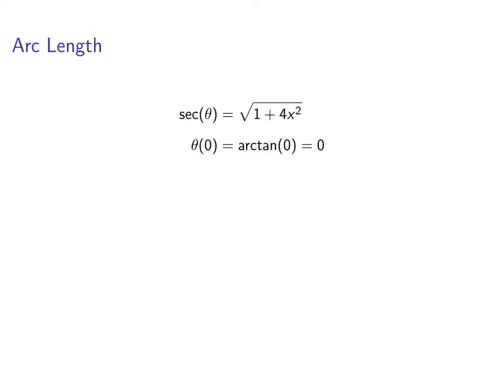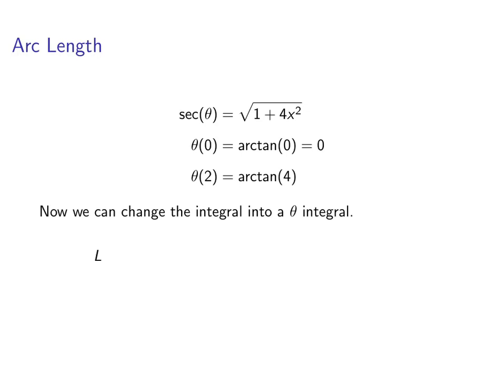We also need to change our limits of integration. Theta of 0 is equal to arctangent of 0, that's 0. And theta of 2 is equal to arctangent of 4. And there's no good way of simplifying arctangent of 4, so we're just going to have to leave it like that. All right, we're ready to put everything together into a theta integral.